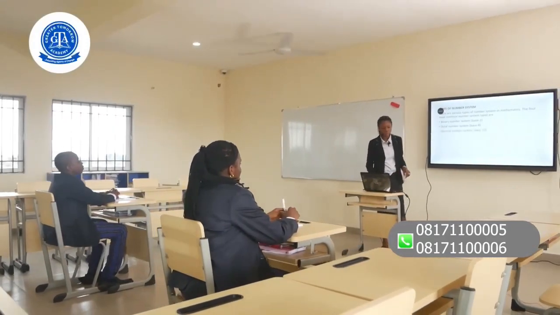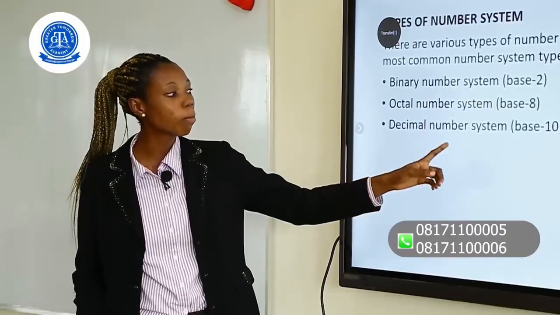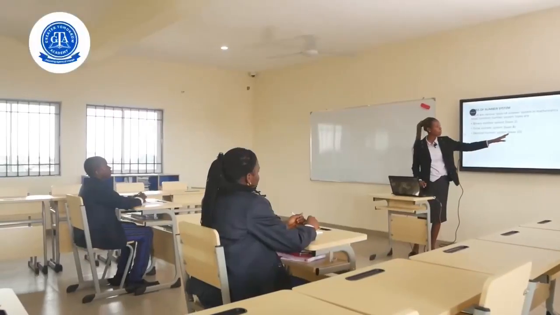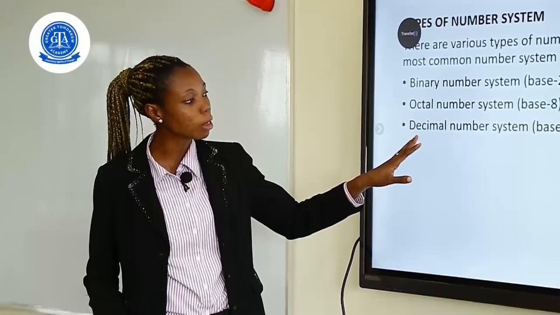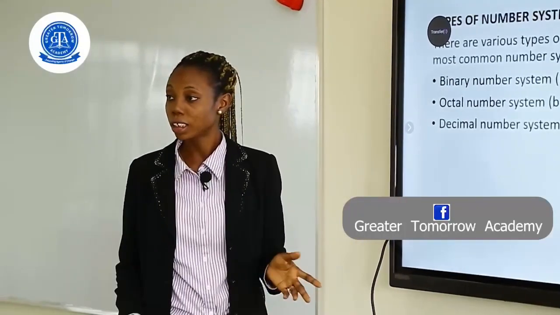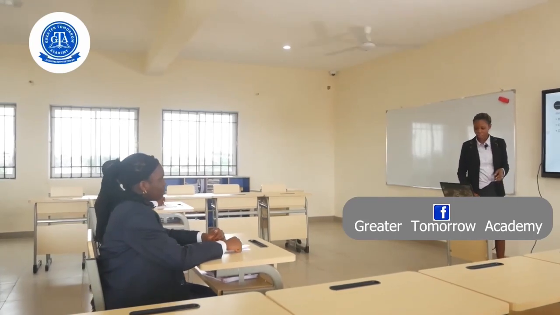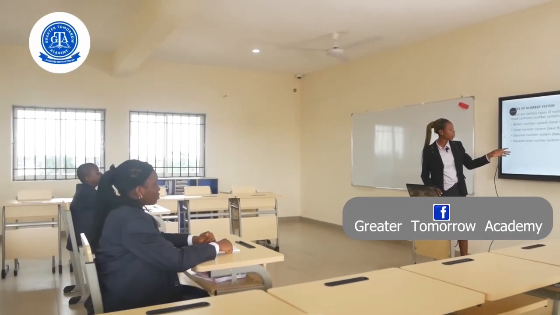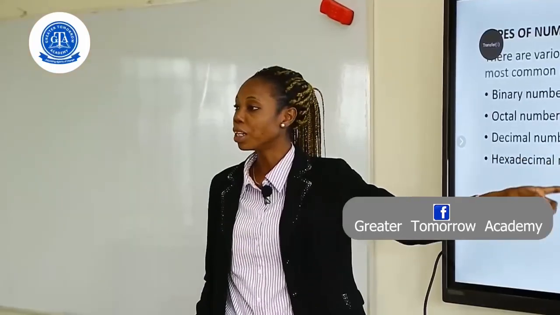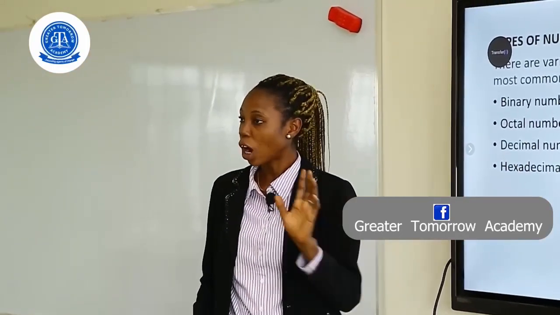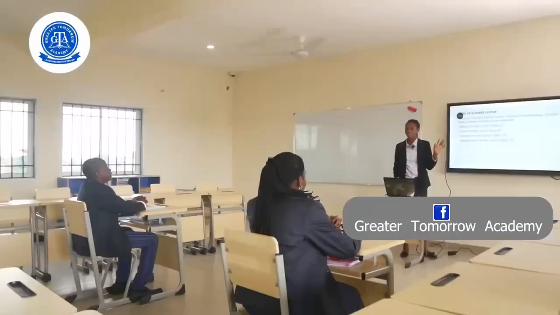And if we look at the next one, you have your decimal number system, and it's under base 10. So in this number system, how many digits do we have? 10, is it not? From 0 to 9. Very good. And the next one is the hexadecimal number system, which is in base 16. So I hope we know the types of number system we have.